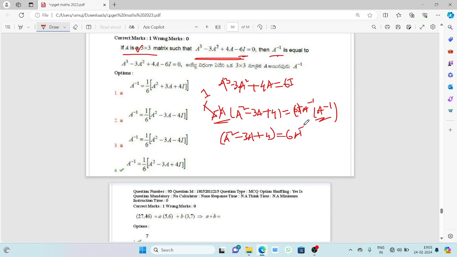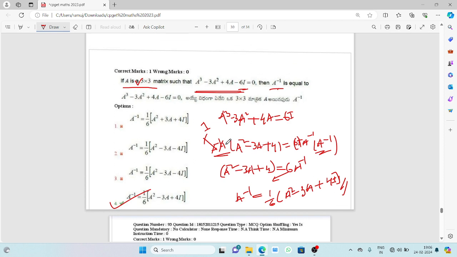I am just taking this 6 as a denominator. I will get A inverse equal to 1 by 6 into (A square minus 3A plus 4). In option 4, we can write 4 as identity element also, that is no problem. So we get that the fourth option is the correct one. This is a simple one.